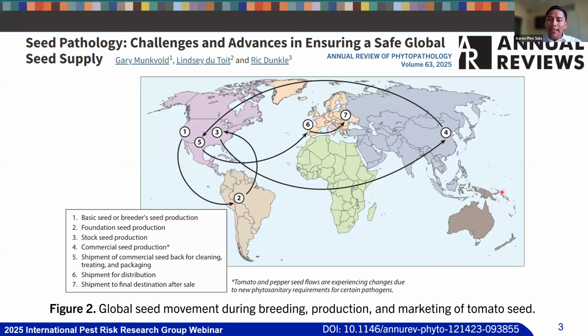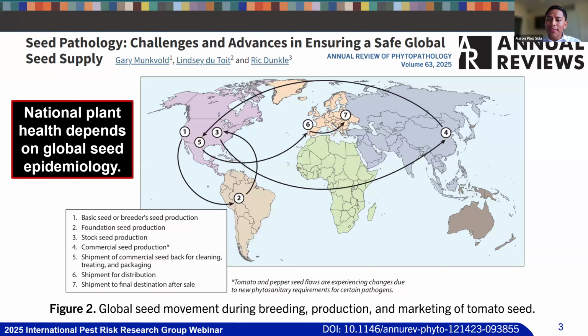National seed supply often depends on the international movement of planting materials, which may or may not mediate unintentionally the movement of plant pests. An example of this rapid global spread mediated by tomato seed movement is the tomato brown rugose fruit virus, which reached every continent in less than a decade.